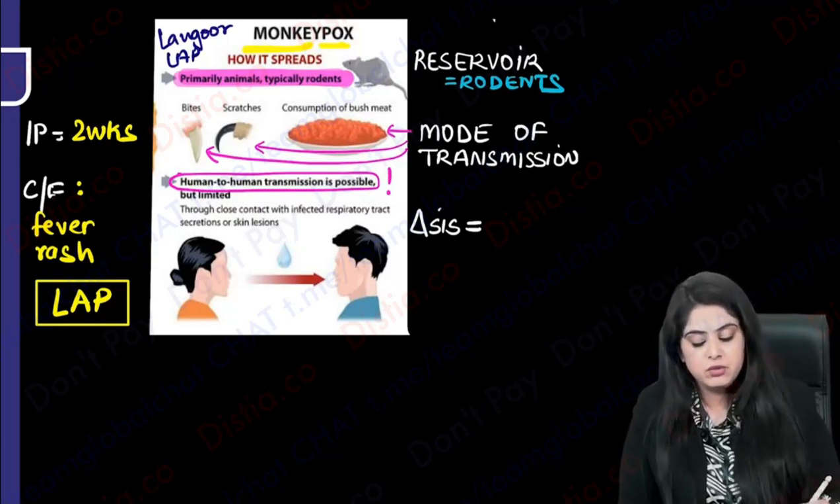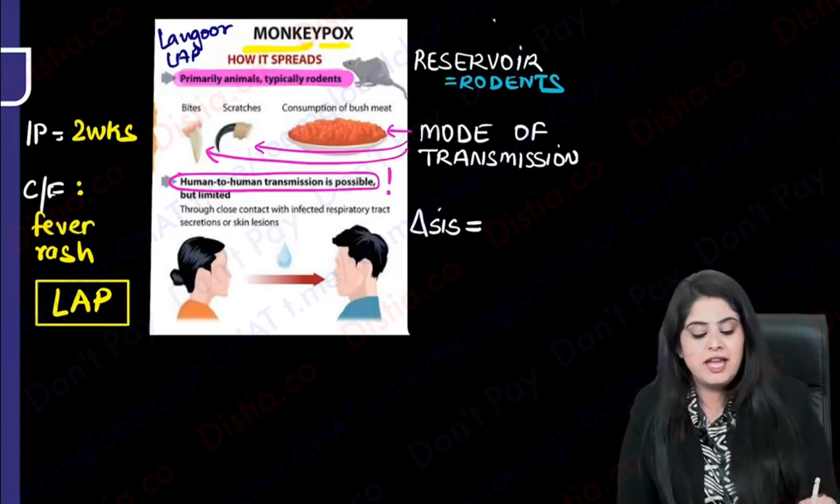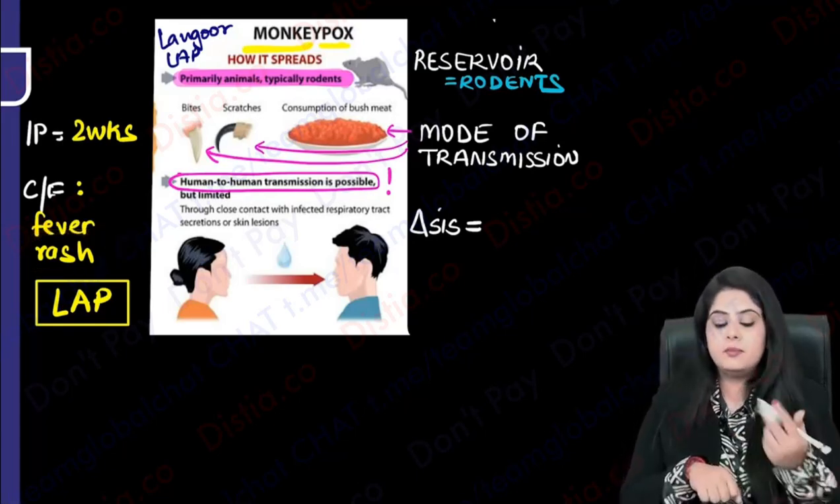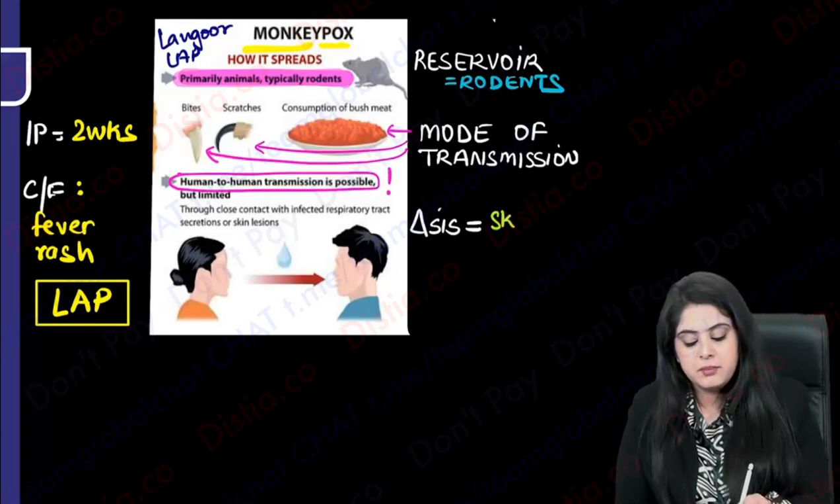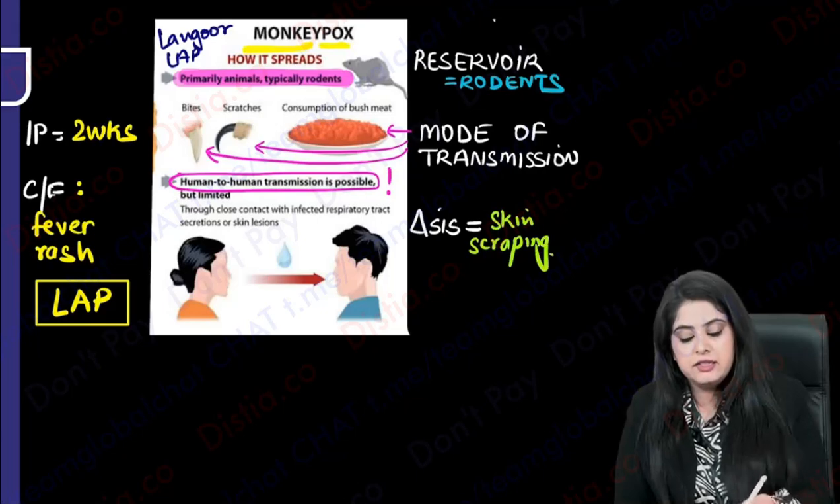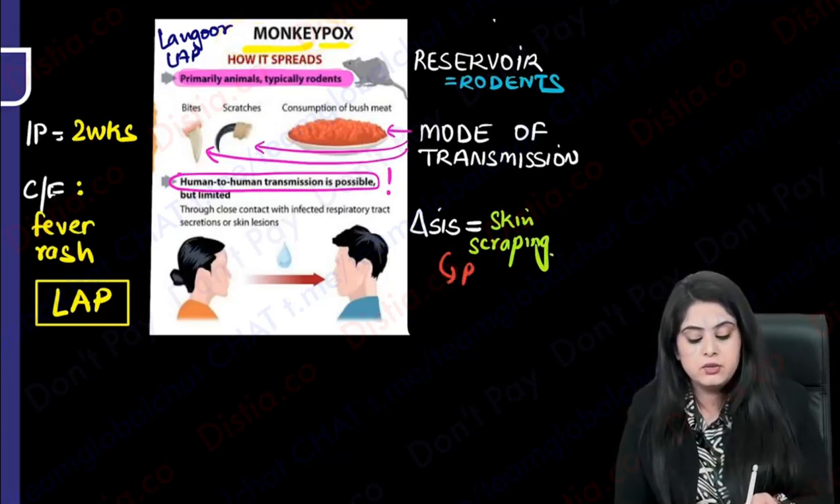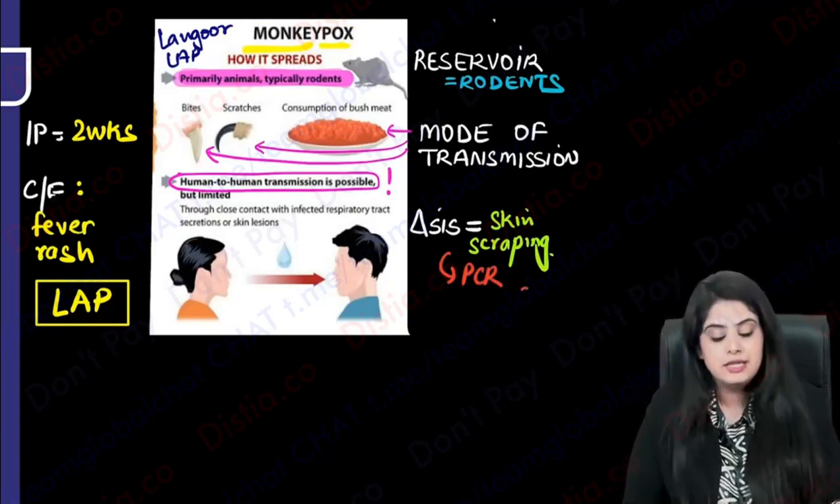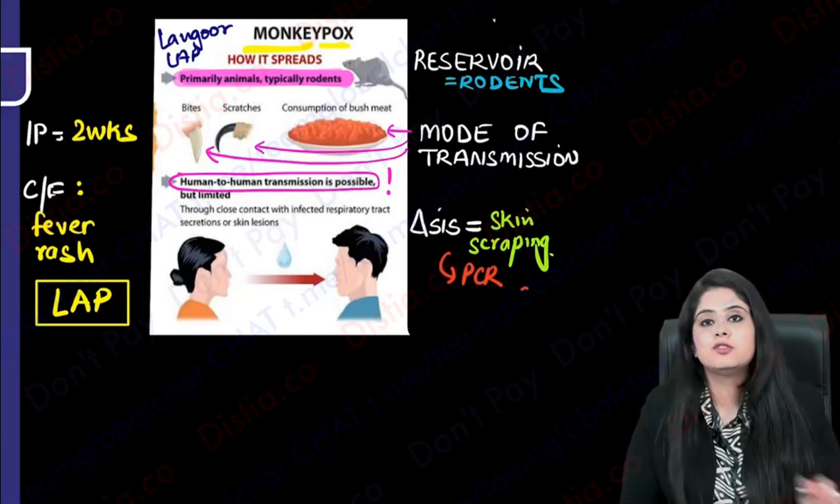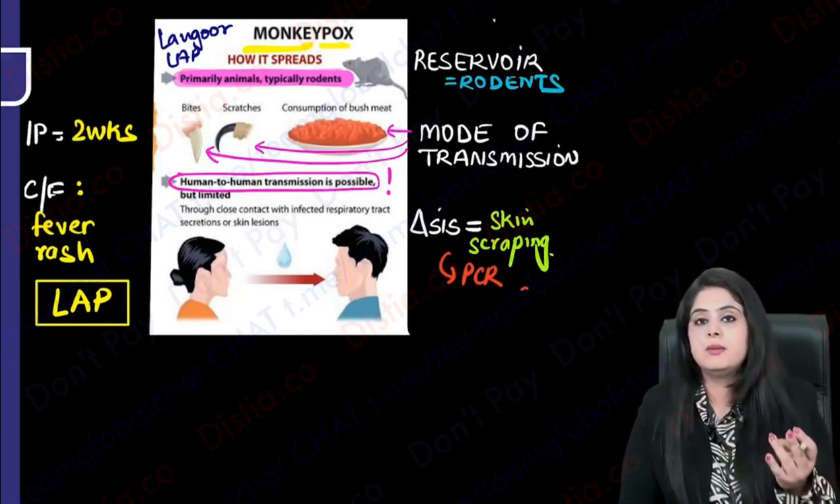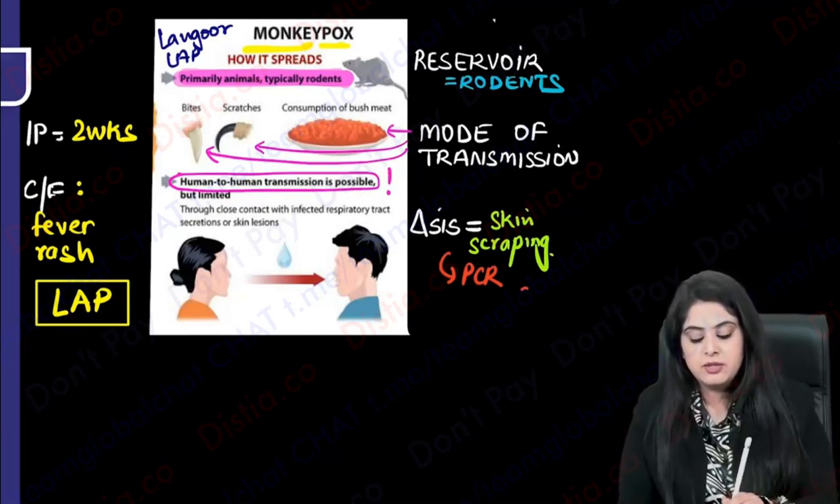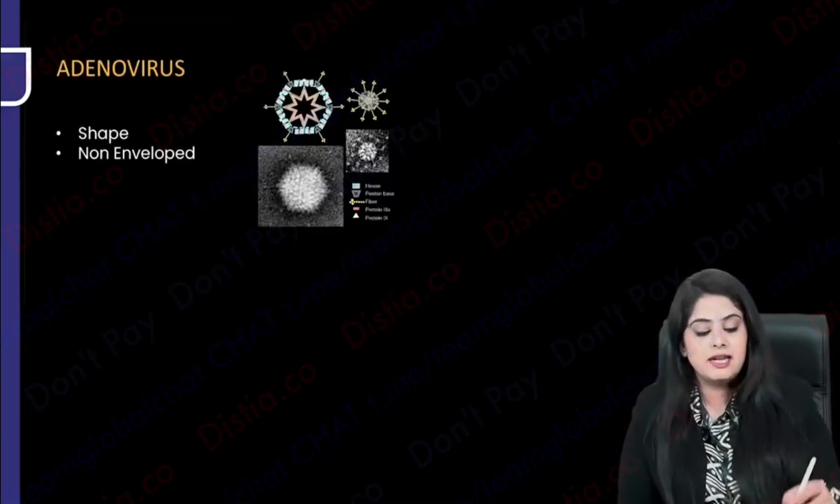Now we say, how will you do the diagnosis? When there is a rash present, you will always take skin scrapings. Fine, I'll take a skin scraping. What will I do with that skin scraping? I know for a fact that this is a DNA virus family. So what can I do? I can do a PCR from that and find it out. That is what you had to know about monkeypox. So the entire pox is done. Vaccinia, variola, molluscum, monkeypox. Now coming to the last one in this happy mnemonic, and that is adenovirus.